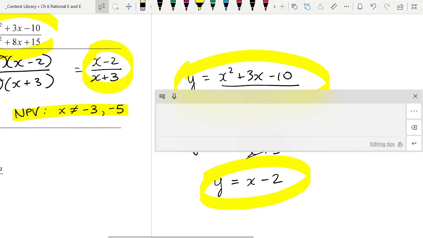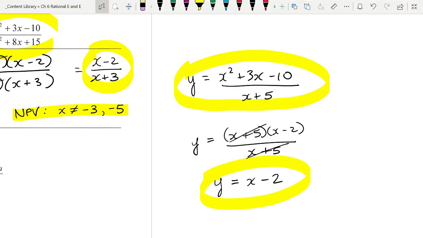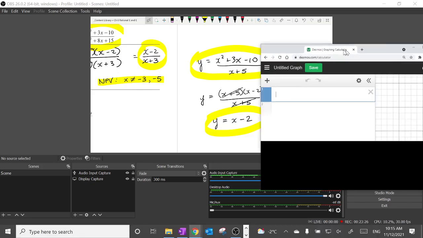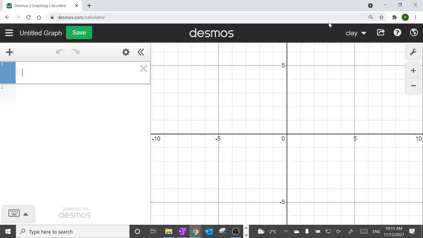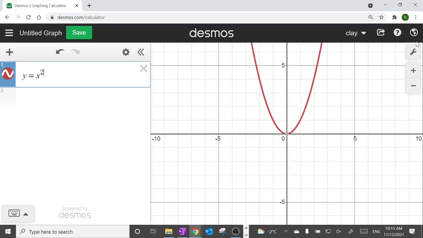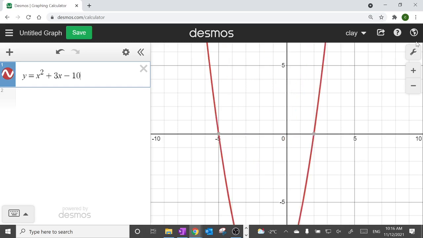Okay, hold on. Oops, there we go. Desmos, and I'm just gonna move the Desmos over to here. There we go. Okay, so I'm gonna graph y equals x squared, and it was it minus 3x or plus 3x? It was plus 3x, right? Yeah, plus 3x minus 10. And we got exactly what we expected, a parabola.